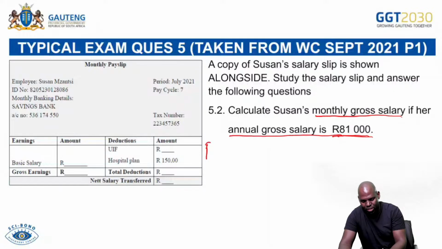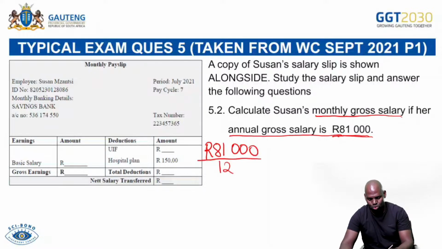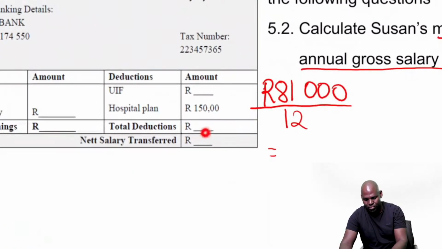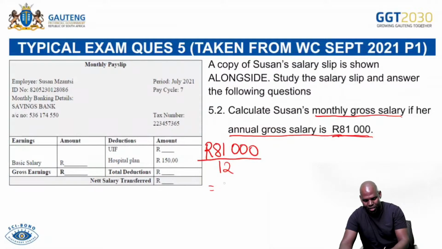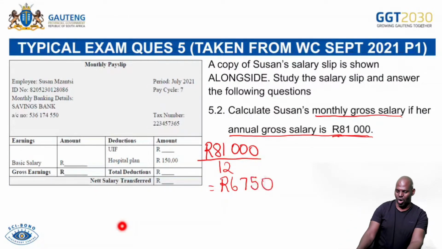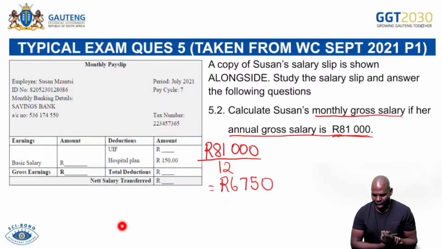So we say 81,000 divided by 12. On your calculator, 81,000 divided by 12, we get exactly 6,750. So Susan earns 6,750 rand per month. That is the monthly gross salary of 6,750 rand.